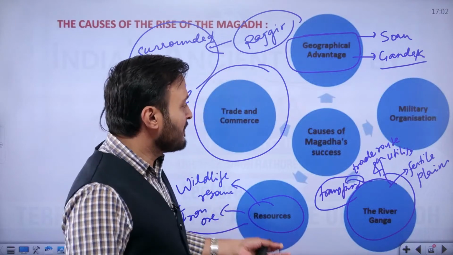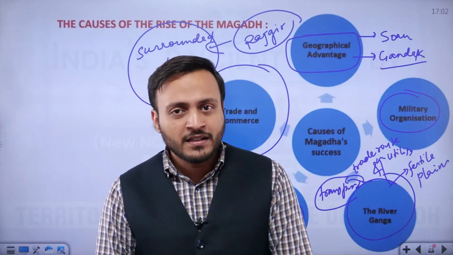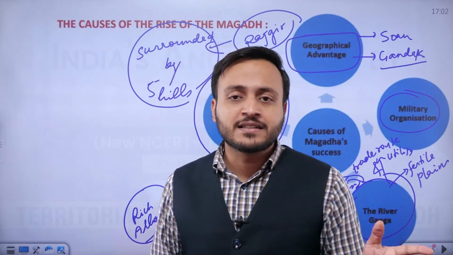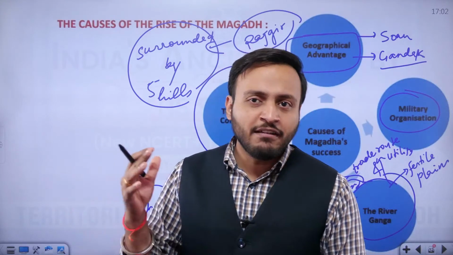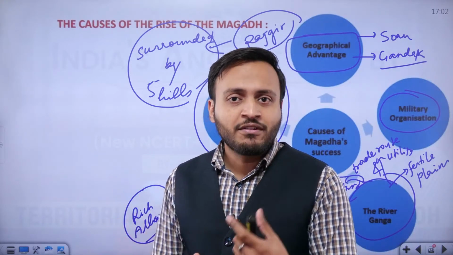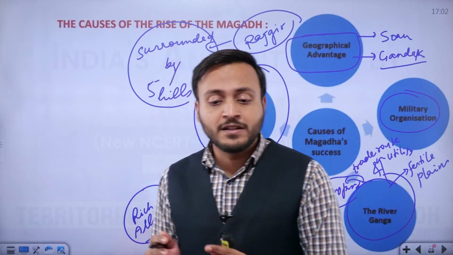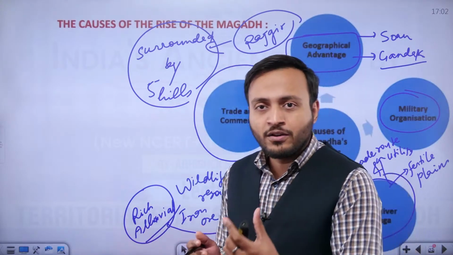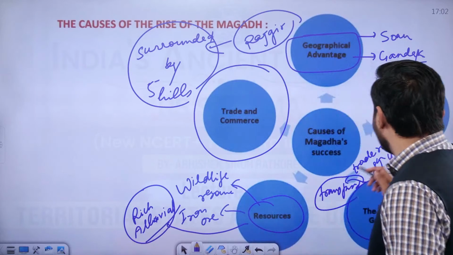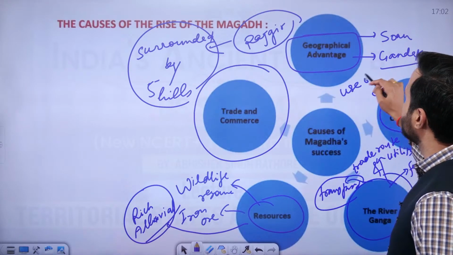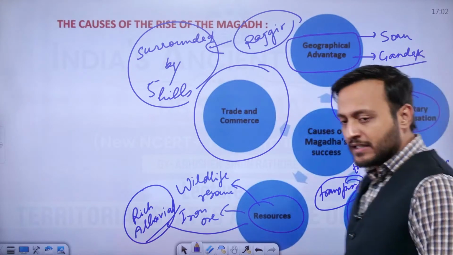Got it, everyone? Apart from that, we also had the very capable military organization, because the Magadh inhabitants, also called the Magadhas, were comparatively very aggressive and very well versed in the conduct of tribal warfares, particularly the use of arrows and bows. Absolutely wonderful technology of the use of bows and arrows was present in the Magadh army. Along with that, the use of elephants played a major role in the success of Magadh.